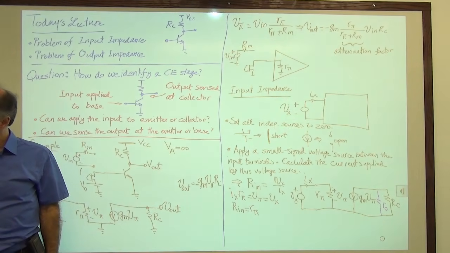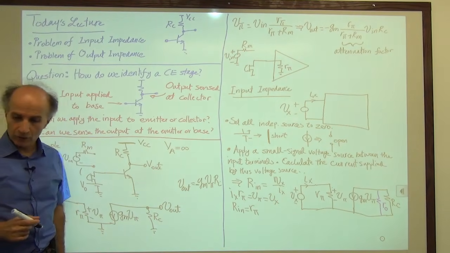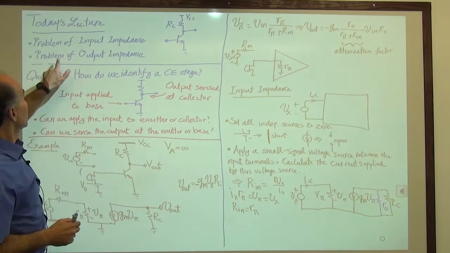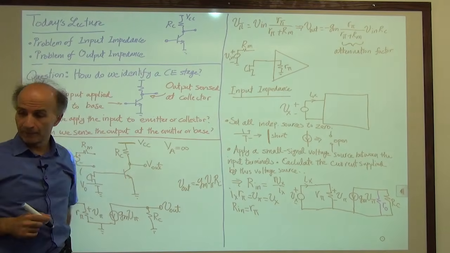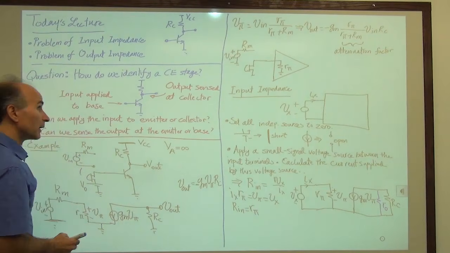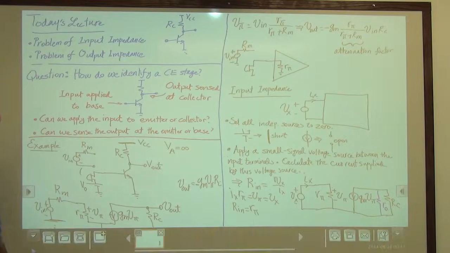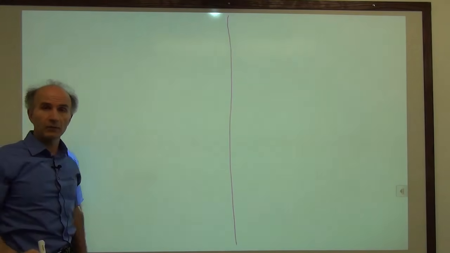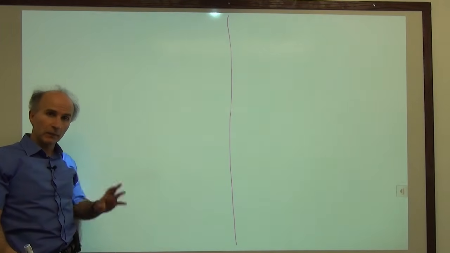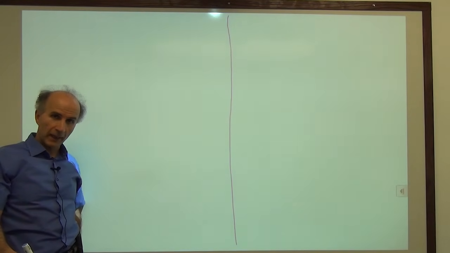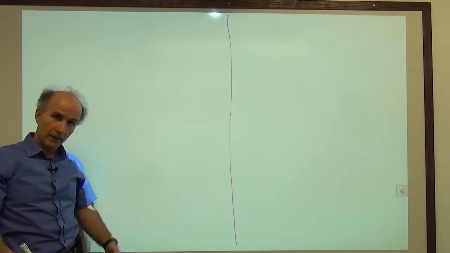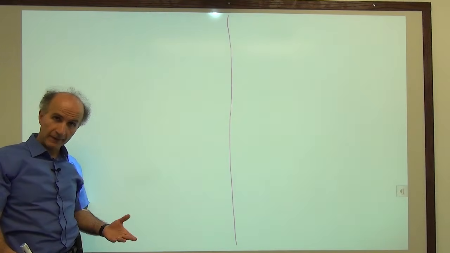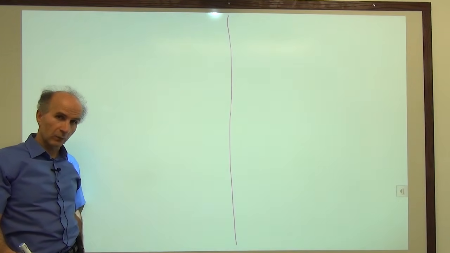Okay, so now that we are done with that, we can go on to the next problem, which we call the problem of output impedance. So let's create a new page and look at that. Okay, so to study the problem of output impedance, again, we're going to start with an example and work our way through it, see what problems we face, and then try to define what we mean by the output impedance.